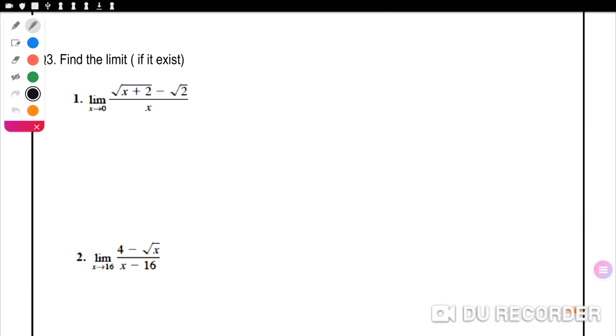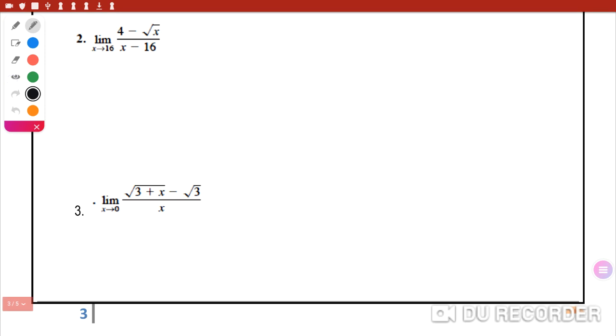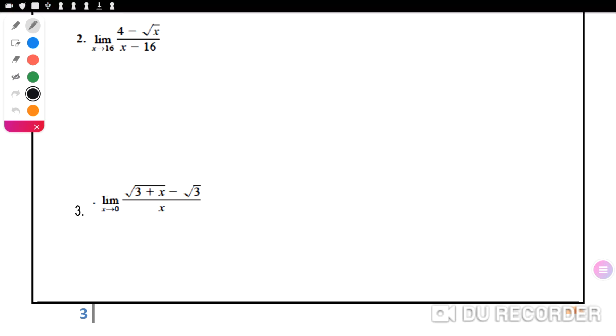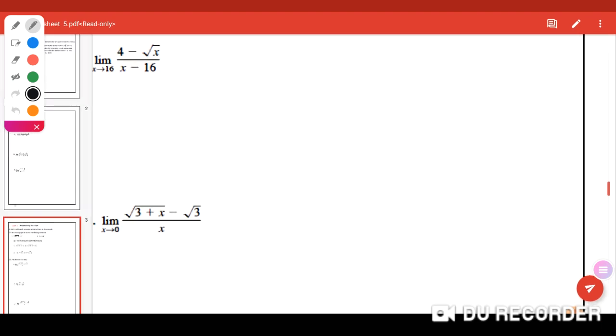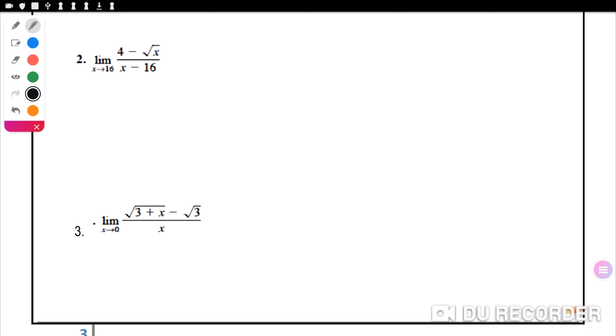Okay, let's see the second question here. Miss, which technique do I use? Dividing out technique as we learned before in the previous session, or we use the rationalizing technique. Since the numerator is not a polynomial, I use rationalizing technique. What is the first step? I have to use what?